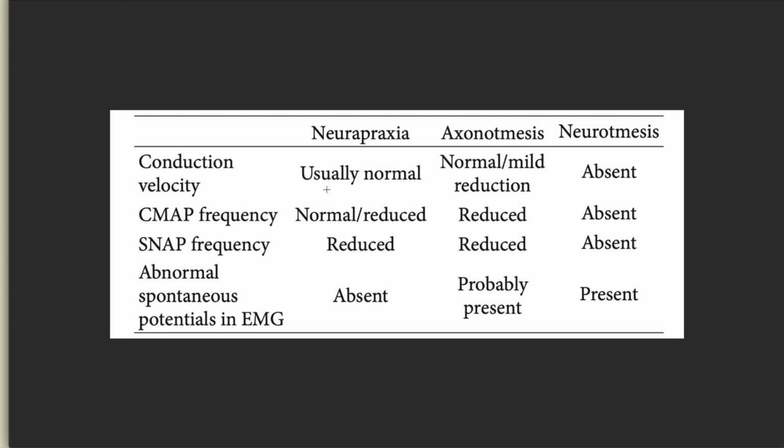So last I would like to show you is this table here that helps us differentiate whether the lesion is a neuropraxia, axonotmesis, or neurotmesis. In the neurotmesis case, you generally find absent of all these functions and only positive abnormal spontaneous potentials in the electromyography. While on the neuropraxia, generally all of these are still normal, while there is no findings of abnormal spontaneous potentials in the electromyography.